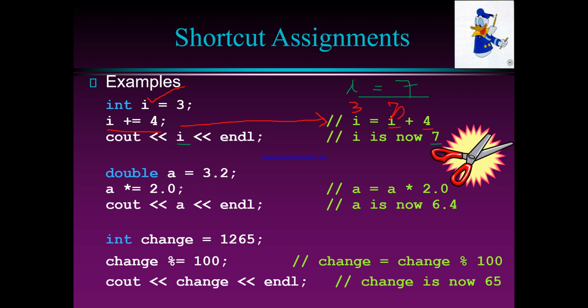Similarly for multiplication, you can see the results here in the comments. 6.4: we have multiplied the value of A with 2, and the result is saved back into A. So you can see the result 6.4, and similarly the remainder of an integer variable. So this is one of the constructs, the shortcut assignments, that can be used in our programming languages.